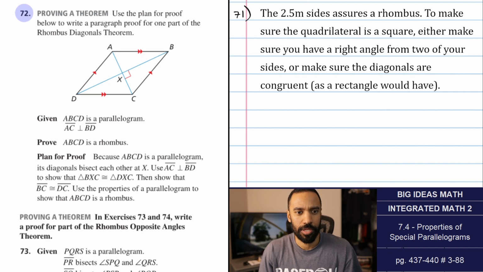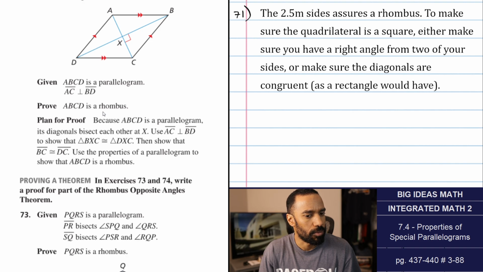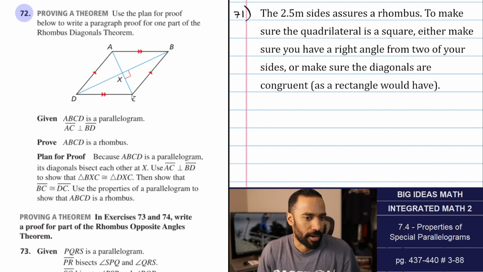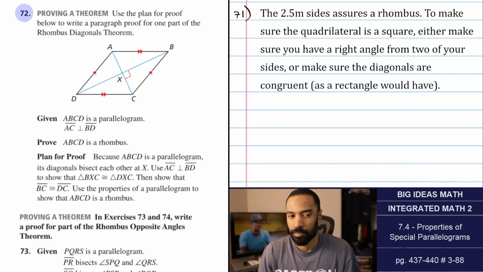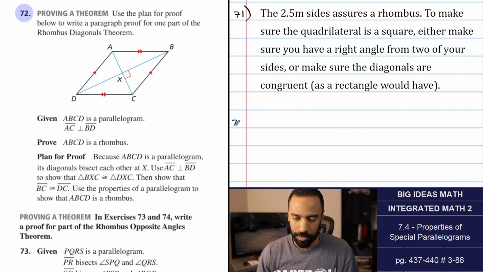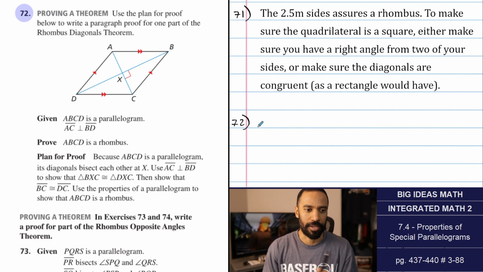Proving a theorem. Use the plan for proof below to write a paragraph proof for one of the rhombus diagonals theorem. I'll probably mark things up on this one. Oh, they have a plan for proof. Wait. Then why don't I... Oh, okay, I see. They give you the plan. I'll probably mark this thing up as I go. So given it's a parallelogram, prove it's a rhombus. Okay, so plan for proof. I don't really need the plan, but for plan for proof, I'll use their one and then go off that.